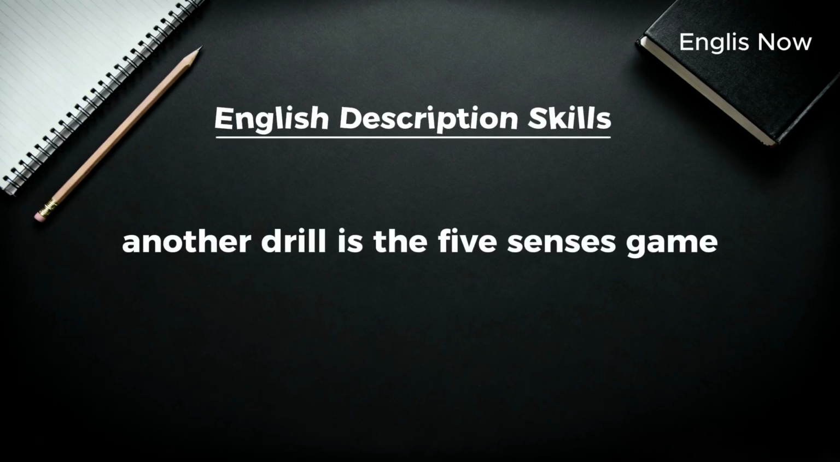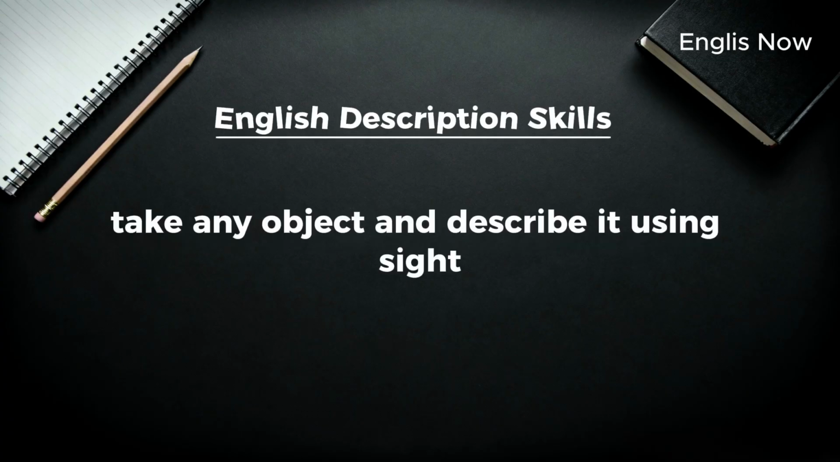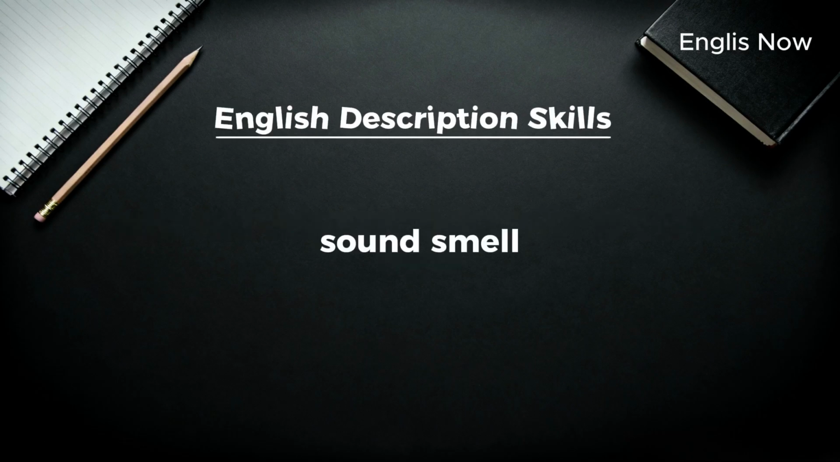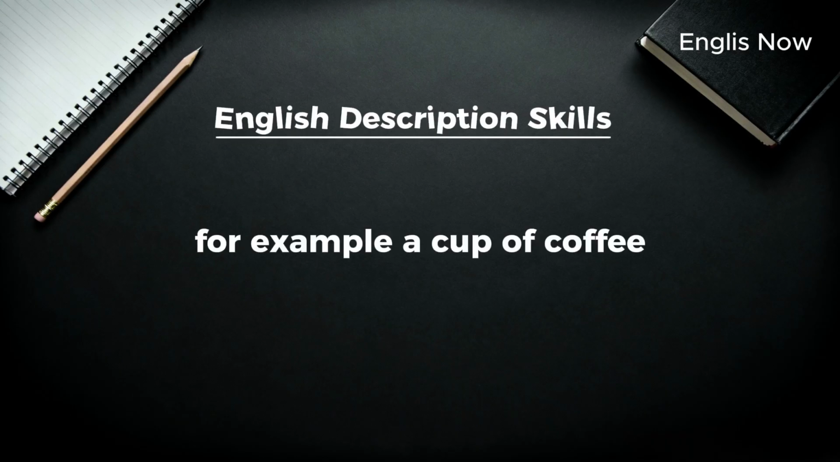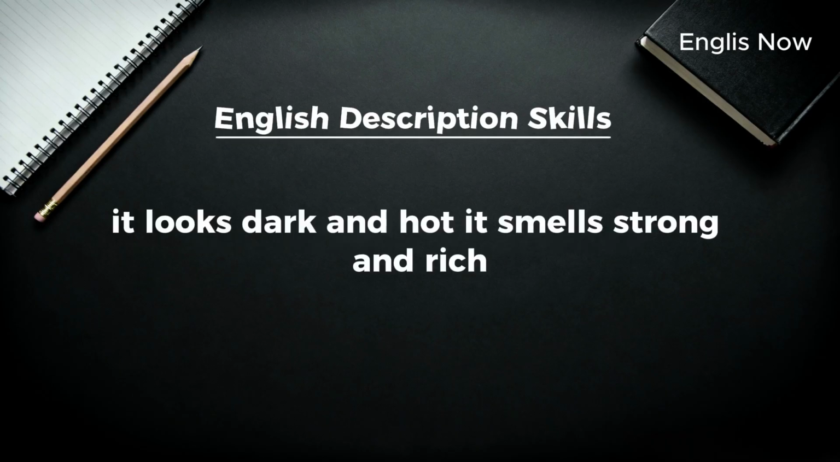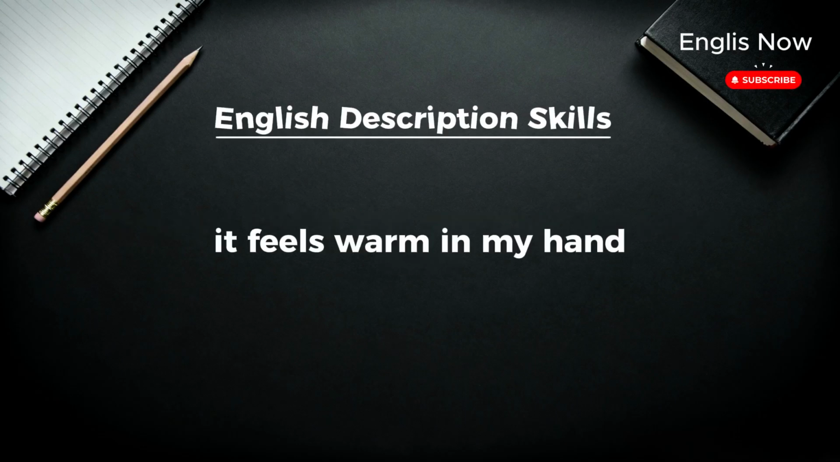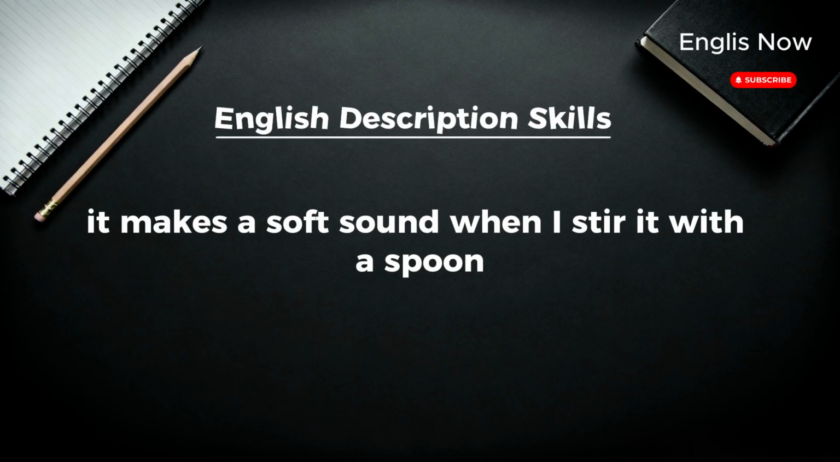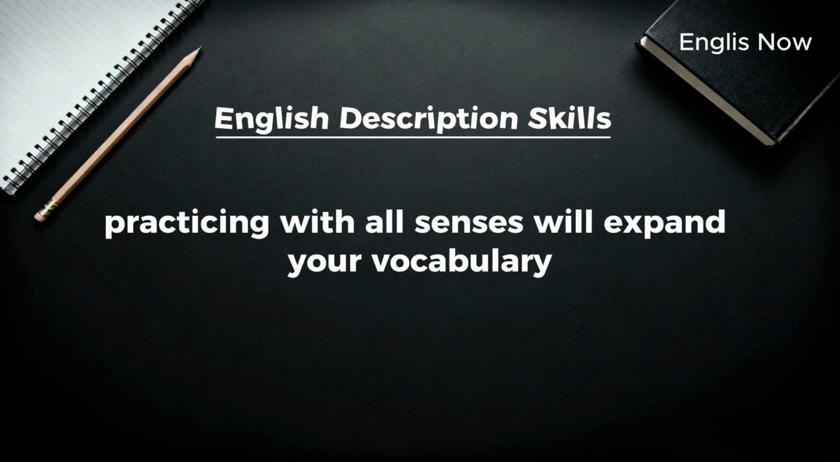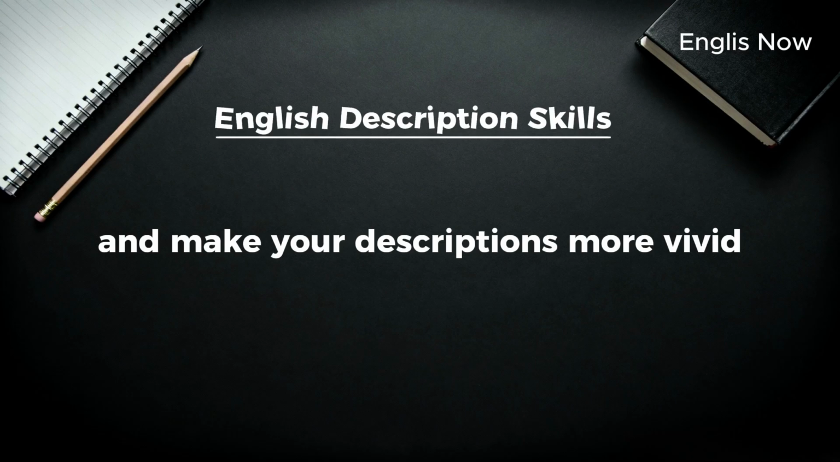Another drill is the 5 senses game. Take any object and describe it using sight, sound, smell, taste, and touch. For example, a cup of coffee. It looks dark and hot. It smells strong and rich. It tastes bitter and sweet at the same time. It feels warm in my hand. It makes a soft sound when I stir it with a spoon. Practicing with all senses will expand your vocabulary and make your descriptions more vivid.